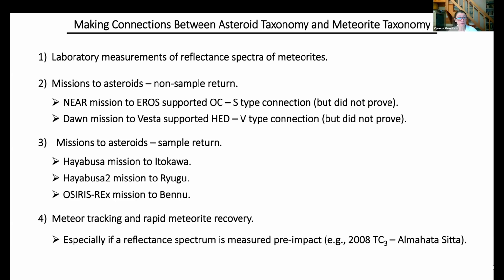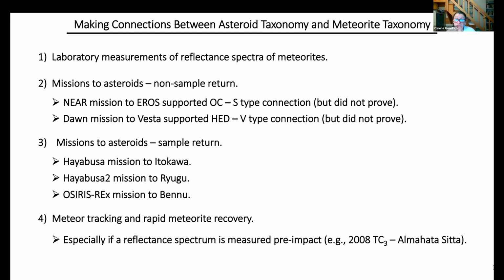Then we have missions to asteroids, starting with non-sample return missions. The first such mission was the NEAR mission to asteroid 433 Eros. In the case of non-sample return, we still get observations of the asteroids from much closer than they're made from the Earth, and different types of observations, and these can help to support connections between meteorite and asteroid types.